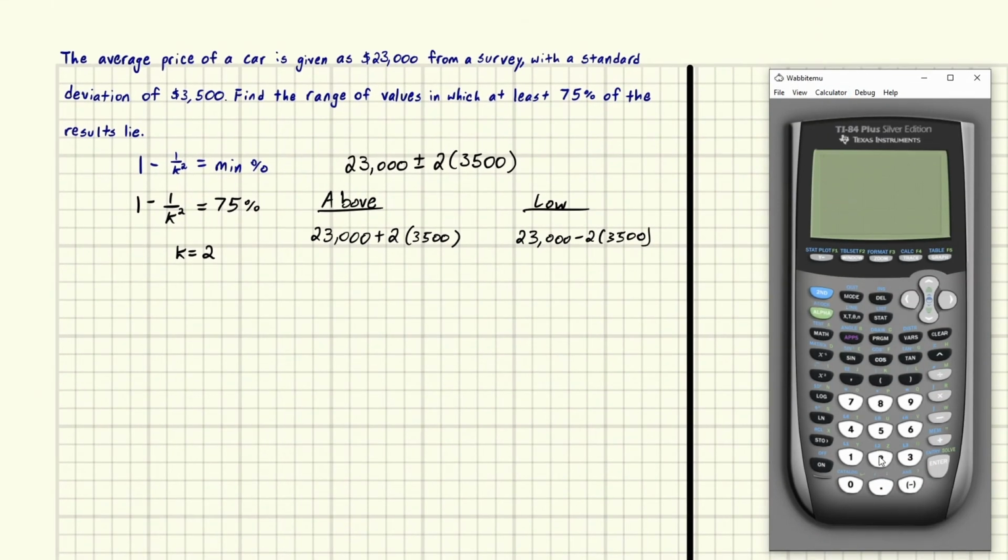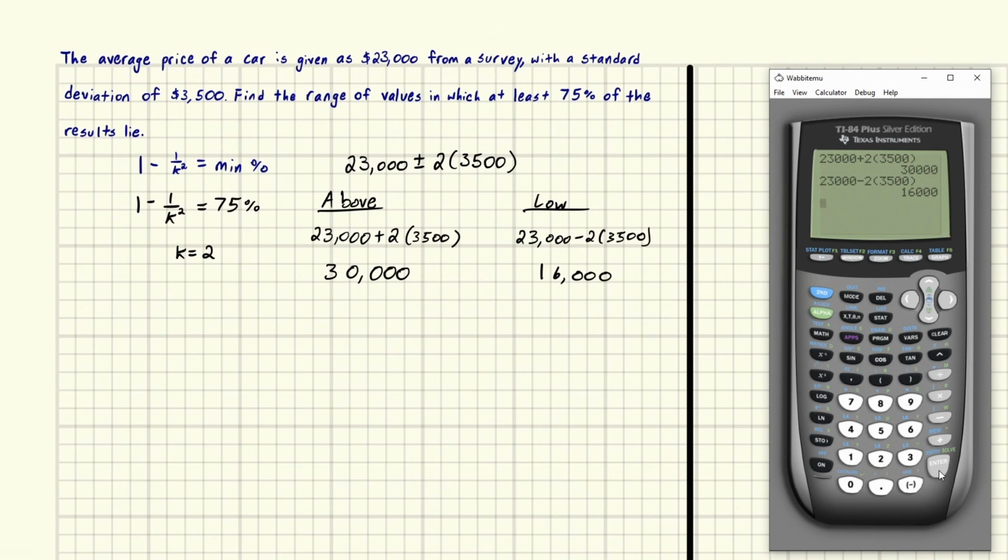So we're going to get 23,000 plus 2 times 3,500. And we get a straight up 30,000. And then we're going to go to the low end. Now we can actually come up and just hit enter with it highlighted. It'll copy it. But we just change this to a minus sign. And we get a low value of 16,000.